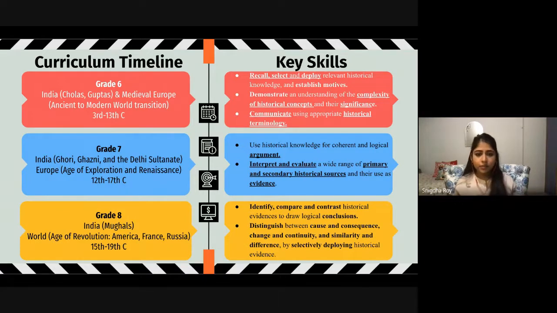In grade 7, students independently interpret primary and secondary sources, and by the end of grade 8, they are confident in using these sources to develop their own logical arguments. Now, time and again, we have reiterated that history at NIS is not a memory based subject, but a skill based subject. And over the course of our presentation today, you will see how these skills are developed in interactive ways to generate curiosity, enthusiasm, and passion for the subject.